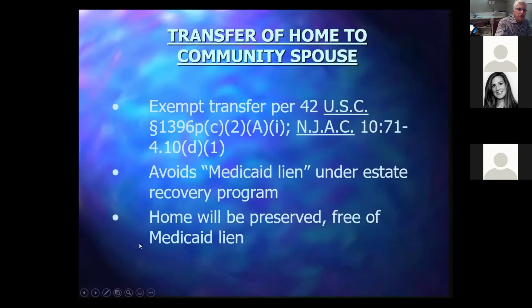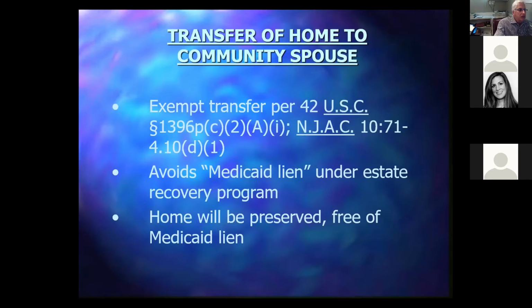Okay, so transfer of home to the community spouse. It's an exempt transfer, and this is one type of transfer that we ask courts to approve. You have a home that's owned by husband and wife. The healthy spouse, the community spouse, doesn't have a power of attorney. We want to transfer the house to the community spouse to avoid the Medicaid lien. The transfer is exempt. It's not going to have any impact on the ill spouse.